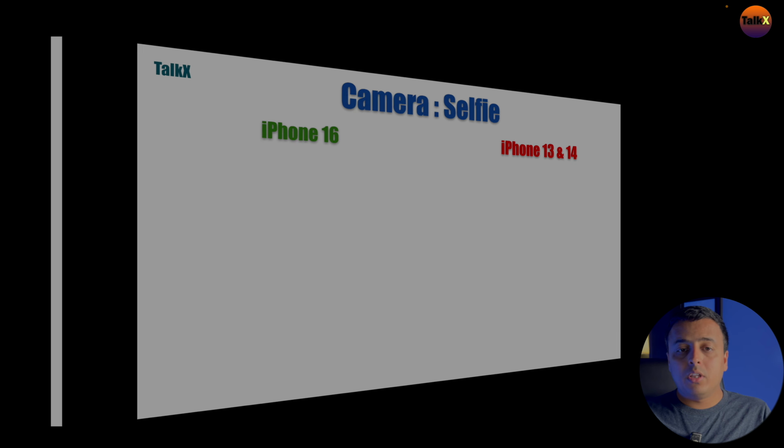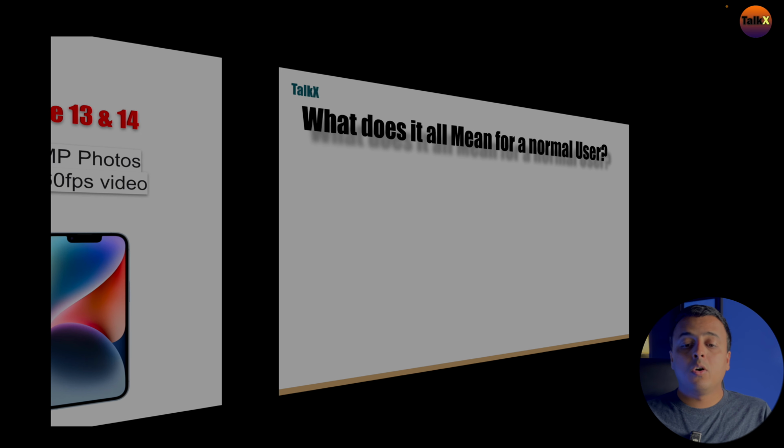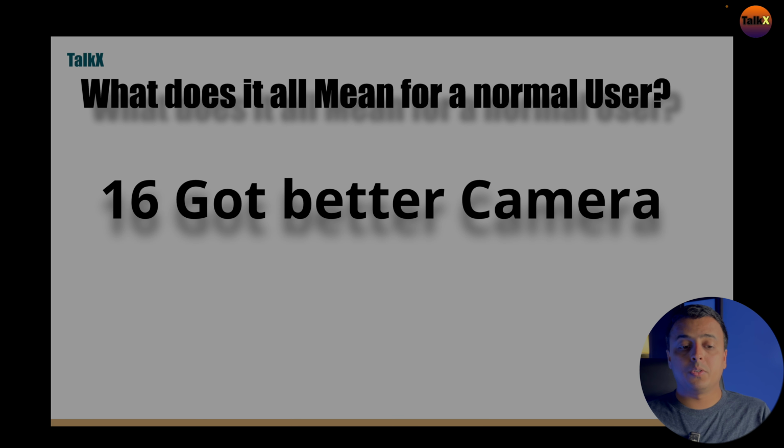And let's talk about the selfie camera. iPhone 13, 14 and 16 all got a TrueDepth camera of 12 megapixels in the front, and it can record video in 4K up to 60 frames per second. Now, what does it all mean for a normal user? That's a big question. iPhone 16 got a newer and higher resolution camera. Obviously, you will see that in the quality of the images.